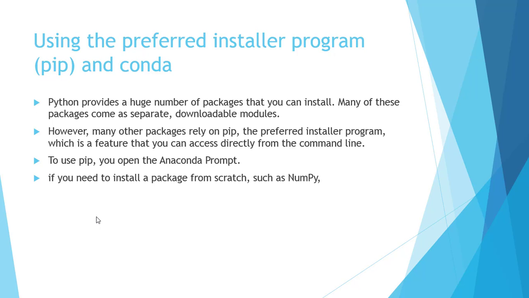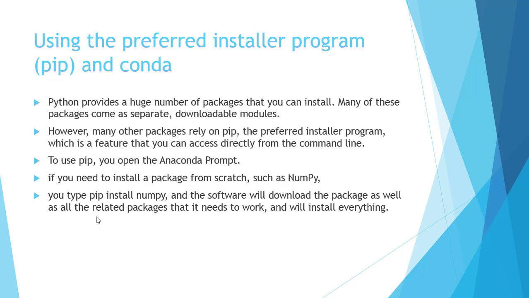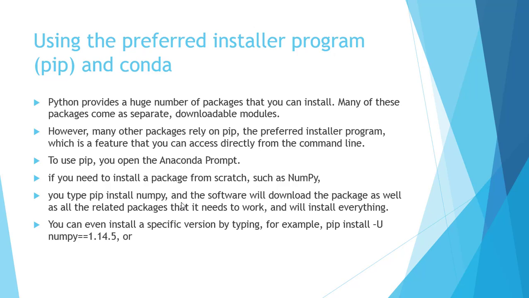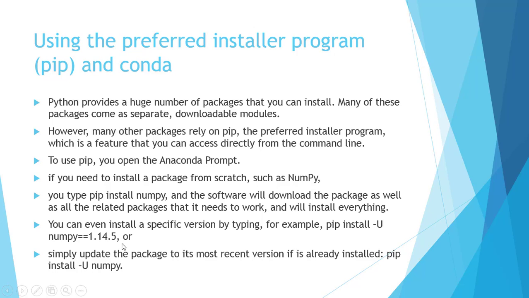If you need to install a package from scratch, such as numpy, then we have to type pip install numpy, and the software will download the package as well as the related packages that it needs to work and will install everything. We can also install a specific version by typing pip install numpy==1.14.5, that is the version number, or simply update the package to its most recent version if it is already installed, with pip install -U numpy.